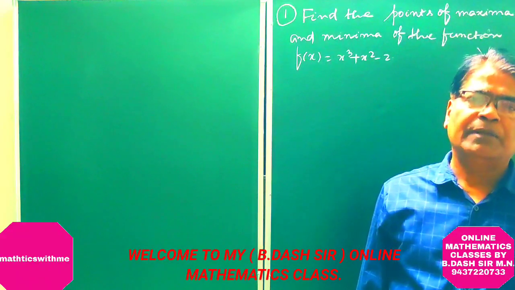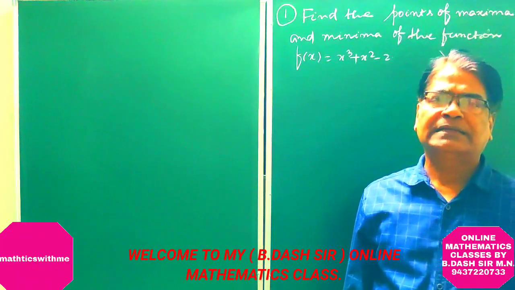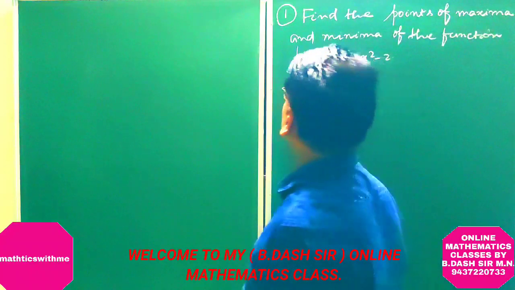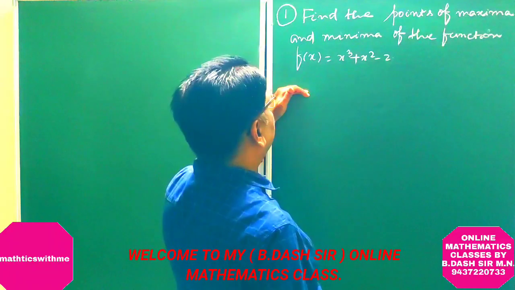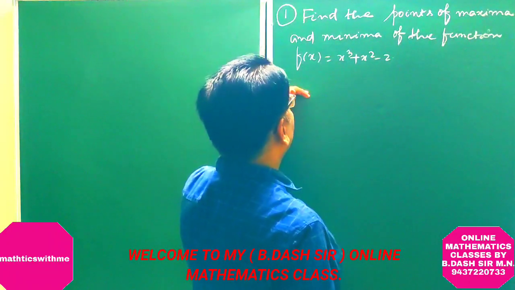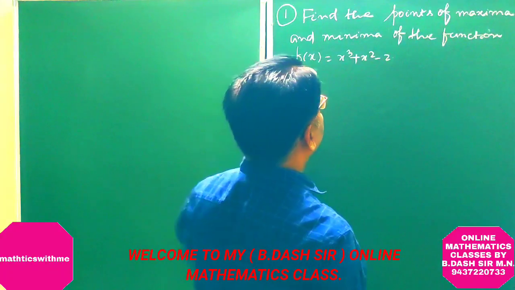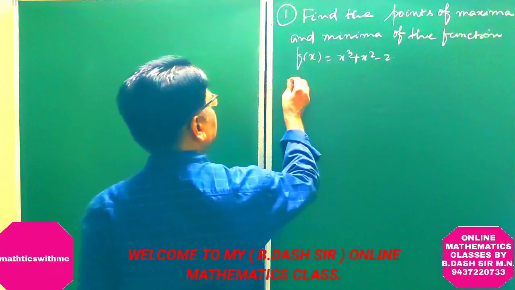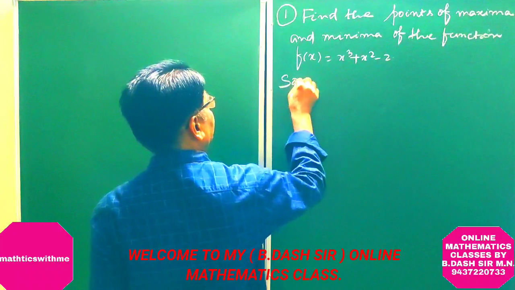Now let us solve a problem on maxima and minima. Find the points of maxima and minima of the function f(x) is equal to x cube plus x square minus 2. Now solution.